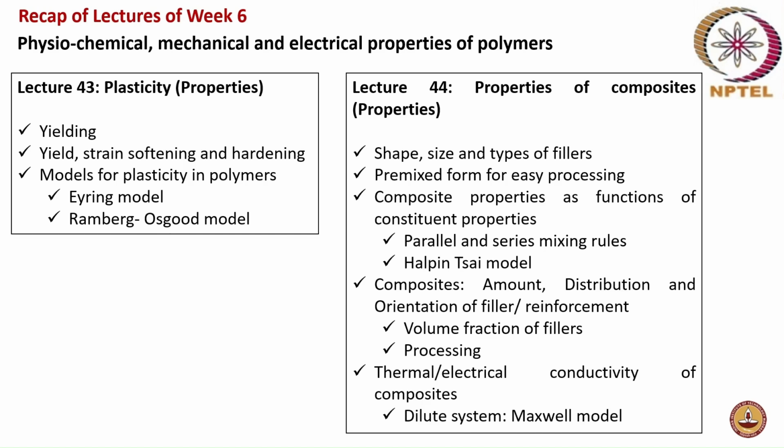Though as for fiber size and all, we saw in one of the previous lectures that the ease of processing decreases with the length of the fiber that is being reinforced, right? But how best the processing can be made, like the formation of a pre-preg, these were all introduced. And then the composite properties are a function of constituent properties, so the parallel and series mixing rule and the Halpin-Tsai model were discussed. And then how the composite amount, not only the amount but its distribution and orientation also, plays an important role in the properties and the processing of polymers.